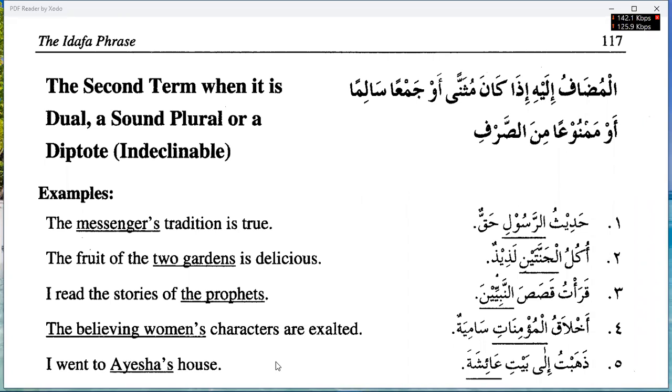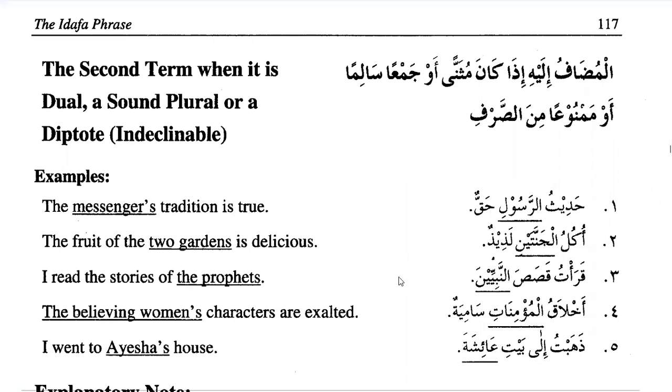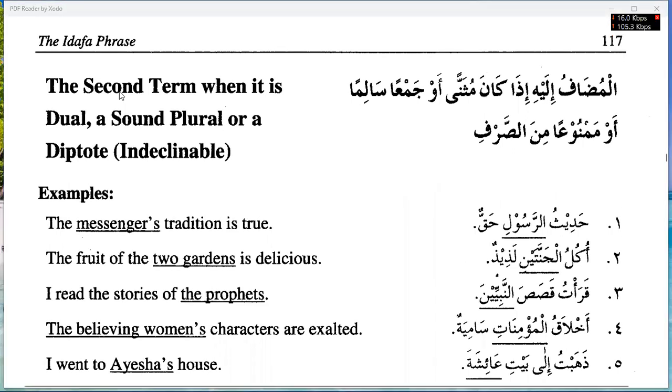So as you know that mudaf ilayhi is always majrur. This means that we will use the majrur form of musanna. We will use the majrur form of jam' muzakkar salim. And we will use the majrur form of jam' muannas salim as well. Because mudaf ilayhi is always majrur. Next student is Wana.